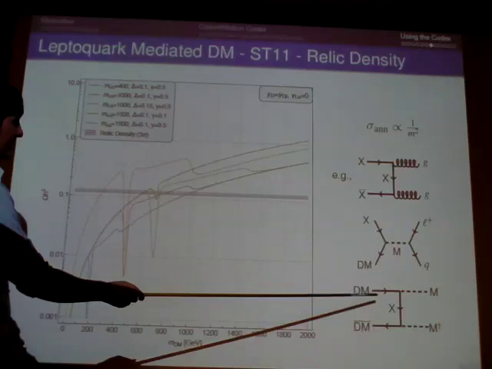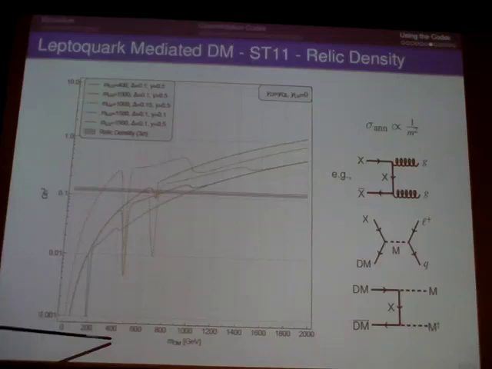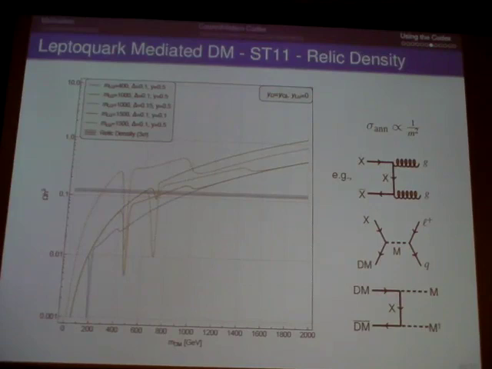But the lesson to take away from this is that we started with Bino dark matter, which typically overproduces. And using coannihilation, for 400 to 600 GeV dark matter, for a wide range of parameters, we can reproduce the observed relic density. So that's good.